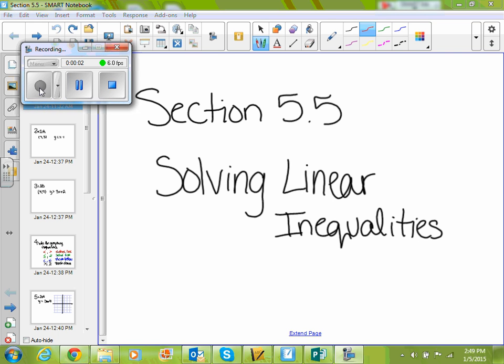So if I look at 5.5, 5.5 is on solving linear inequalities. So we've graphed inequalities before on a number line. We're going to graph them today on a set of coordinate axes. Okay, so we're going to learn how to test solutions in inequalities, and we're going to learn how to graph inequalities.